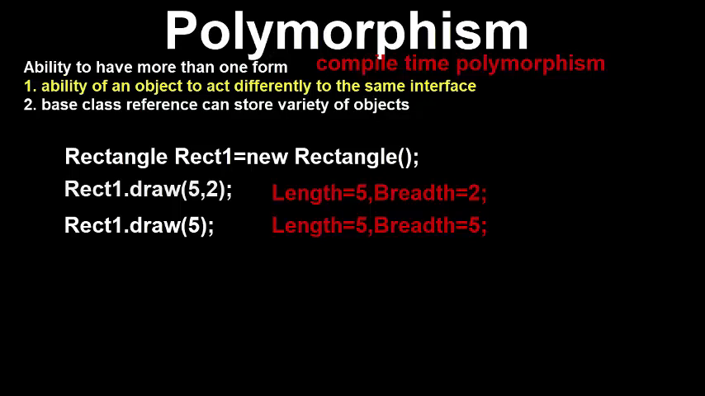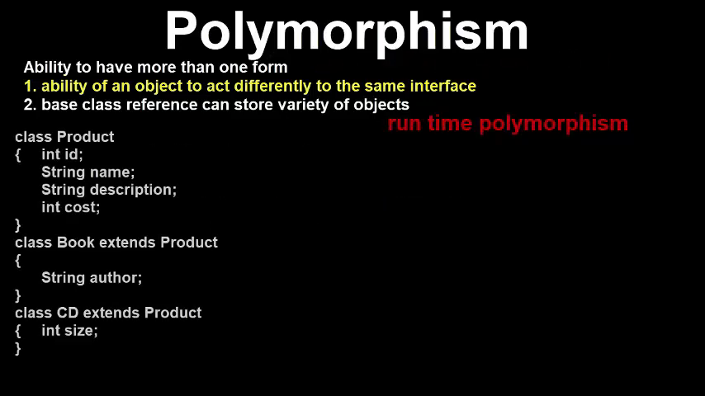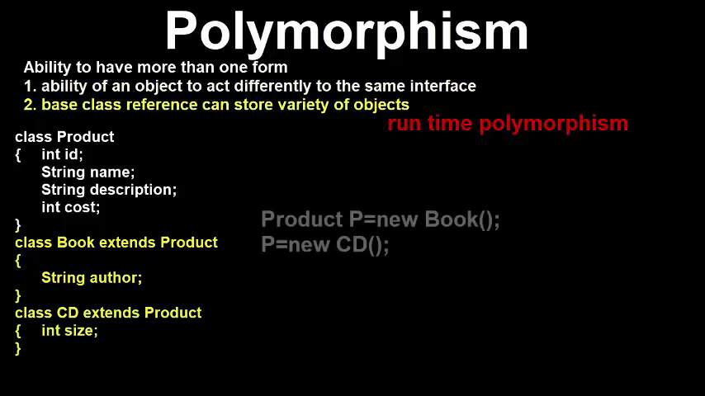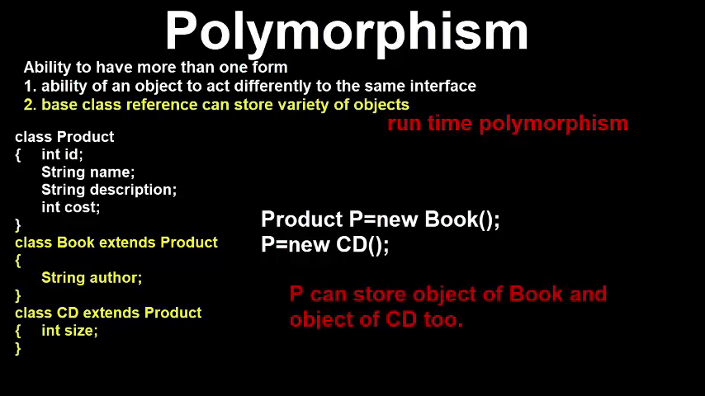The second method of polymorphism is runtime polymorphism. Here a base class reference is used to refer to multiple child class objects. Like we have a base class product. So we write Product p = new Book, p = new CD. Book and CD are child classes of product. So the object p can store objects of both the child classes, that is book and CD. This was all about object-oriented programming.